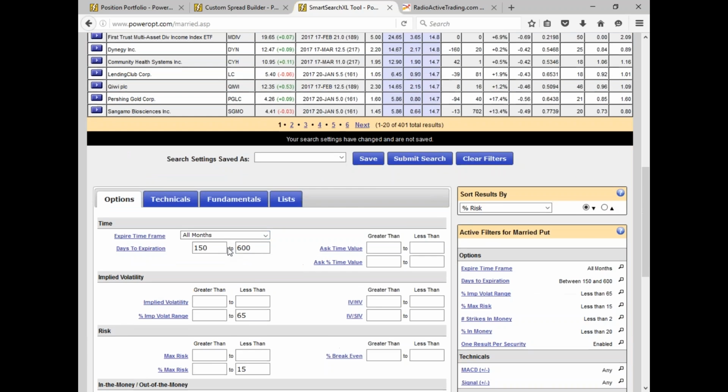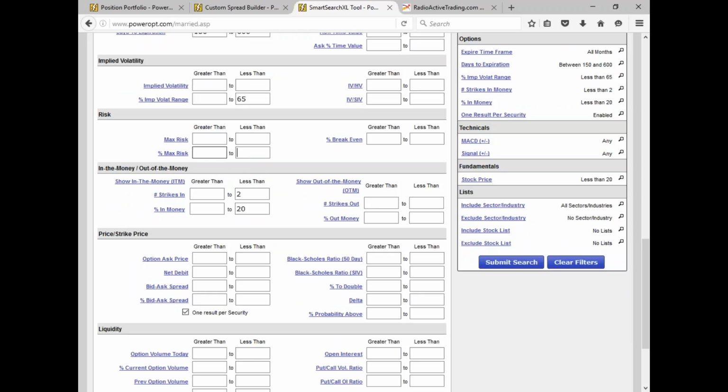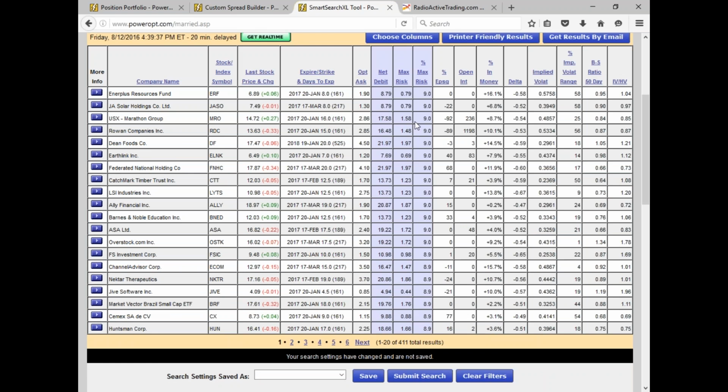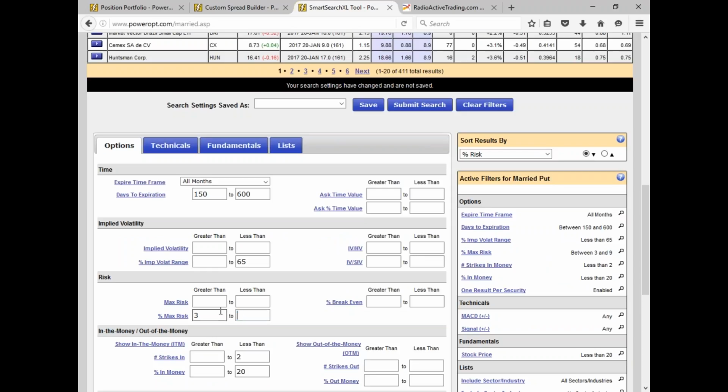New Park Resources, okay. But we know there's some out there, so let's put it back to the radioactive trading criteria just as far as the risk goes. So I'm going to go 3 to, let's go to the upper range, let's go to 9%. Usually I keep mine around 8%, but let's go to 9. There's 411 results, but notice how many of them are up in the 9 range. Let's take that back down to 8, 8.1. All right, 3 to 8.1.